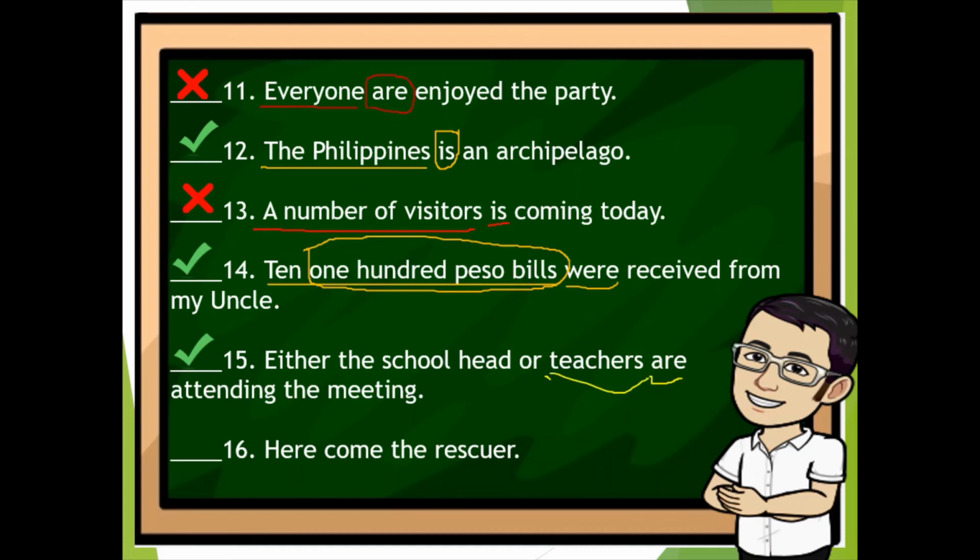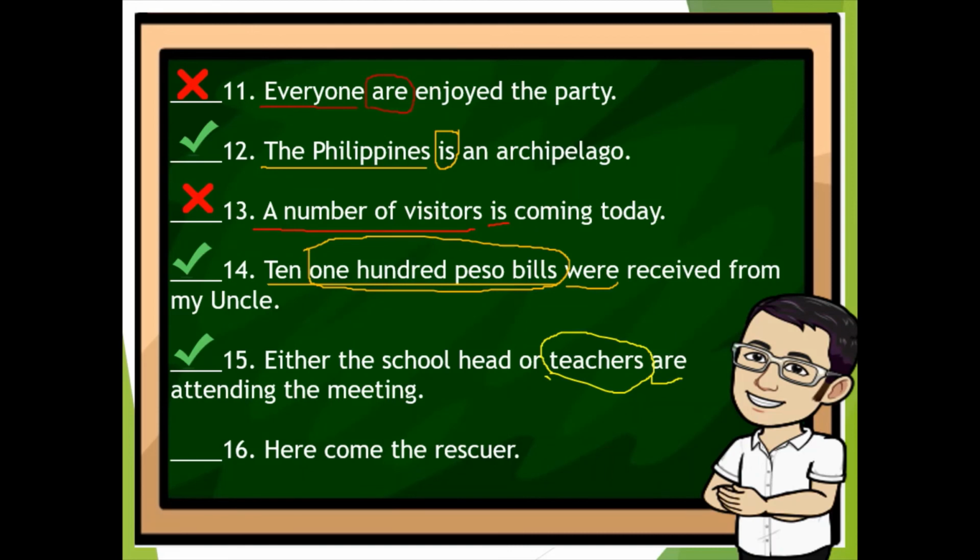Teachers is the nearer subject. Teachers is a plural noun, so it must take a plural subject. Remember, when two subjects, one singular and one plural, are connected by either/or or neither/nor, the verb always agrees with the nearer subject. So in this sentence, the subject that is nearer to the verb are is teachers. Teachers is a plural noun. That's why the verb used in the sentence is are.